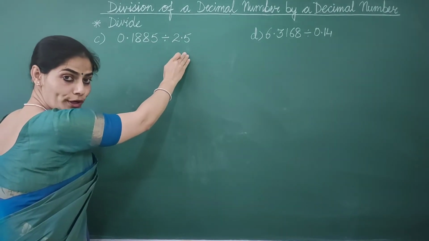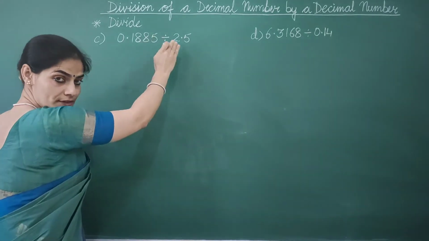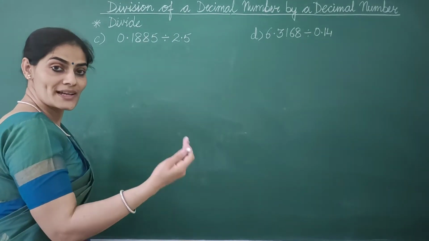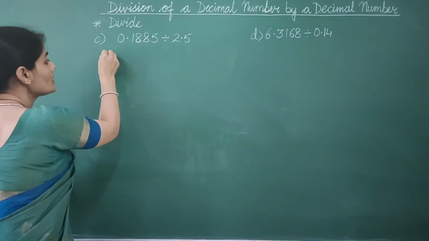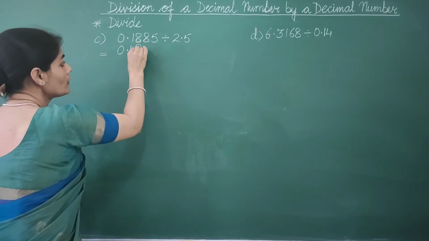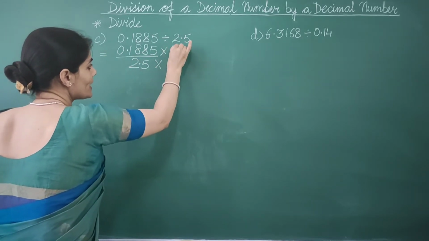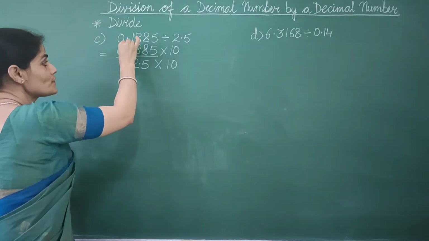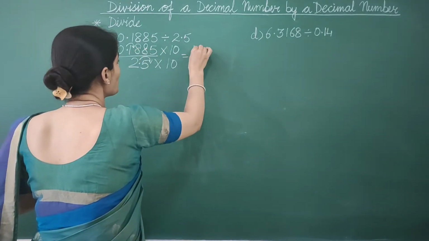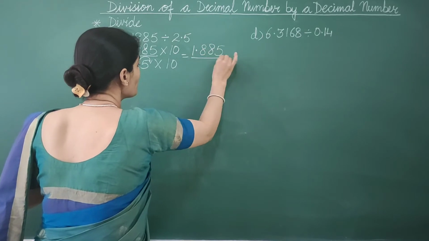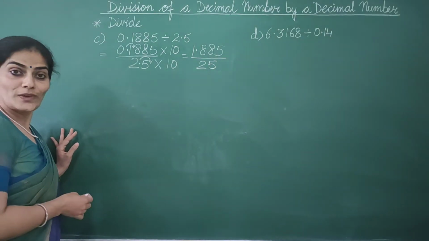0.1885 by 2.5. As this divisor has got only one decimal place, so both the dividend as well as the divisor should be multiplied by 10 so that the divisor gets converted to a whole number. So again I would like to write it in the form of a fraction, and I am going to multiply both the terms by 10. The decimal is going to shift towards the right side by one place. So this becomes 1.885 upon 2.5 changes to 25, and this is what we wanted.